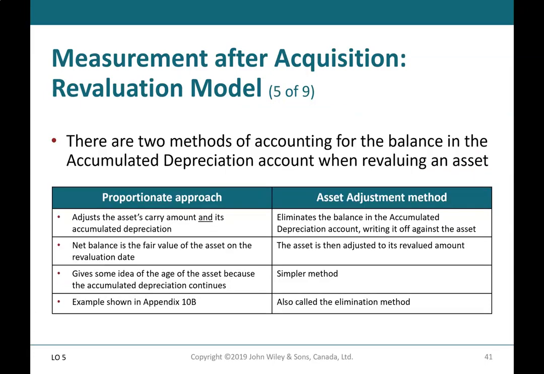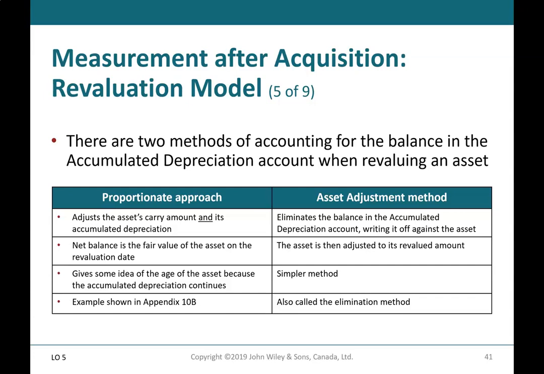Measurement after acquisition, revaluation model, 5 of 9. There are 2 methods of accounting for the balance in the accumulated depreciation account when revaluing an asset. There's the proportionate approach, where you adjust the asset's carrying amount and its accumulated depreciation. The net balance is the fair value of the asset on the revaluation date. It gives some idea of the age of the asset because the accumulated depreciation continues. An example is shown in Appendix 10B.